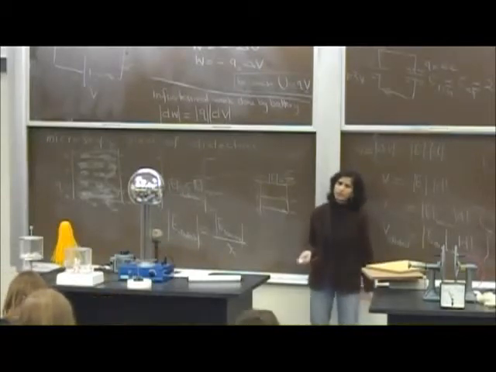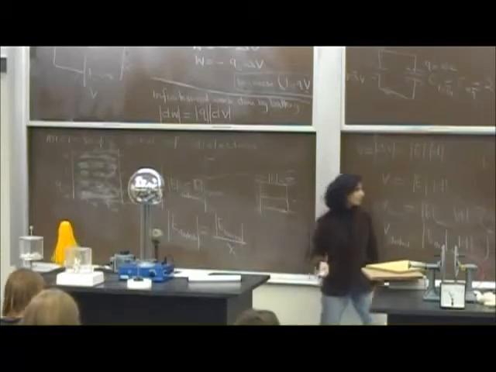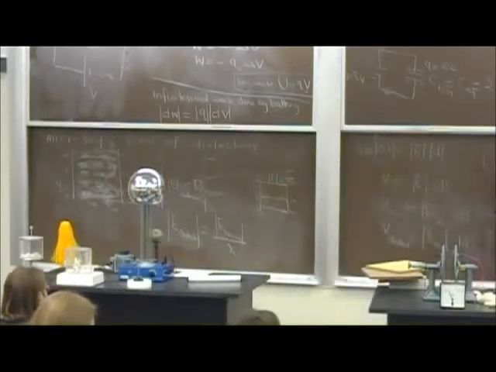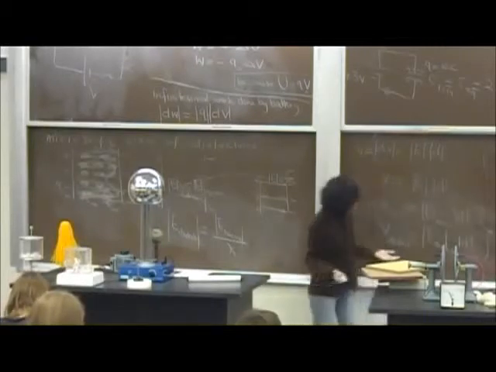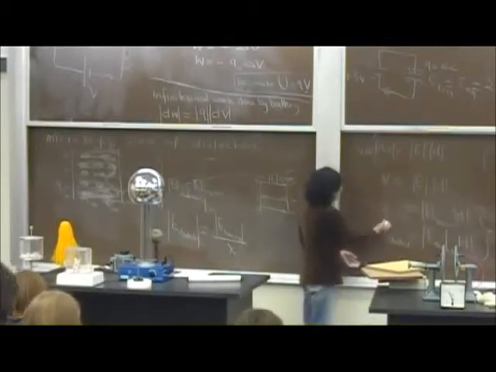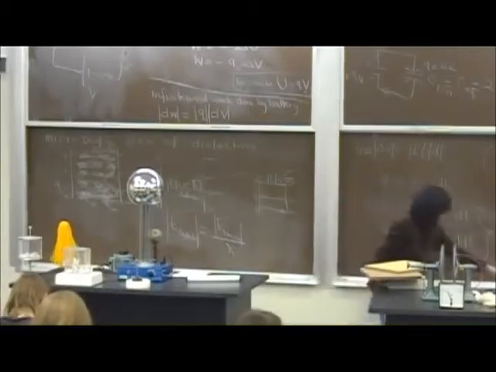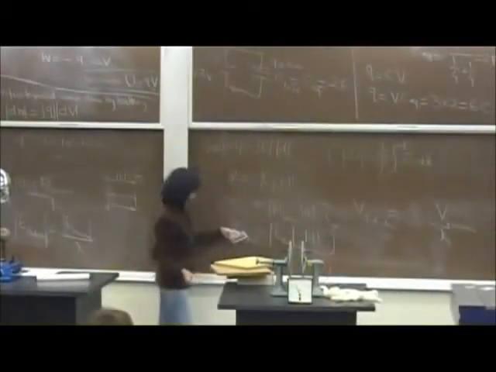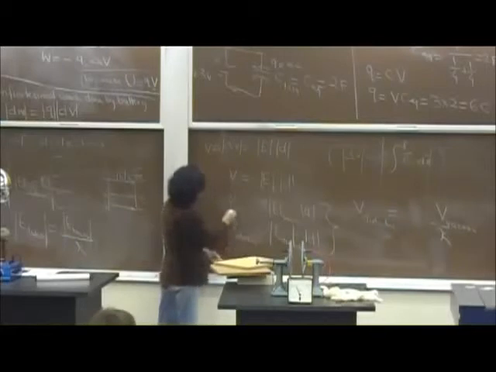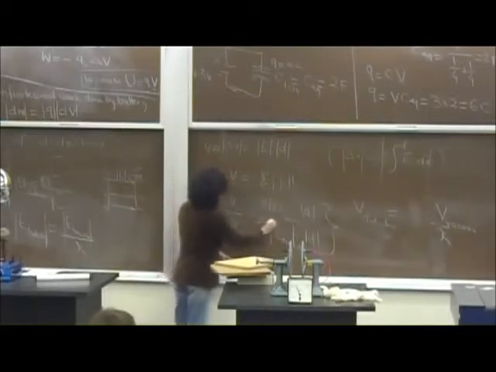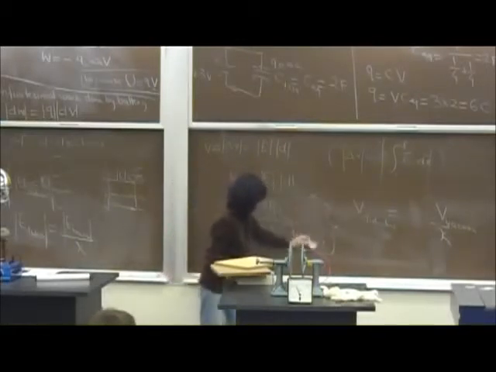V dielectric would be less than V vacuum. And will it again be divided by kappa? Isn't it? Because one way to say it is, let's divide this by this. If I divide this equation by this equation, do you see that it gives me V vacuum divided by V dielectric is equal to E vacuum divided by E dielectric, because D cancels out.